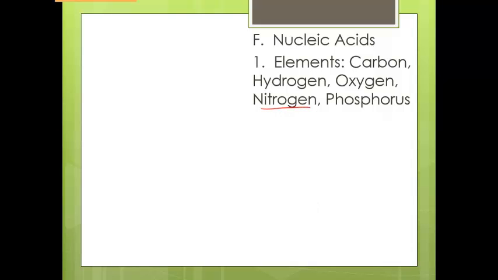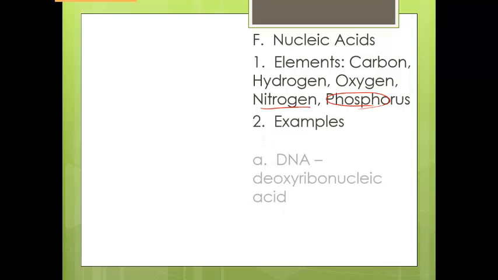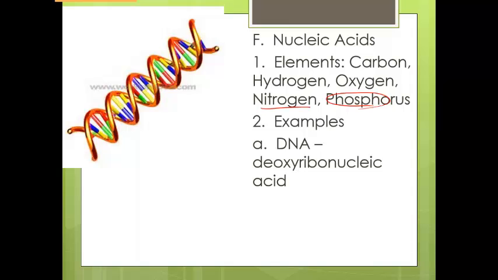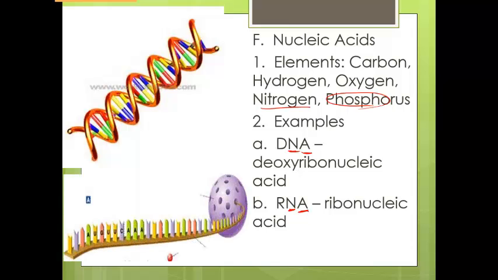We have nitrogen. Nitrogen was only with proteins, and nucleic acids have nitrogen. And now nucleic acids has its own special element, phosphorus, which is not found in the others. Some examples of nucleic acids. You may have heard of DNA. DNA stands for deoxyribonucleic acid. And you can see a picture here of DNA. You also have RNA. Notice that the NA stands for nucleic acid, so RNA is a nucleic acid, stands for ribonucleic acid, and it looks like this one-stranded object here.